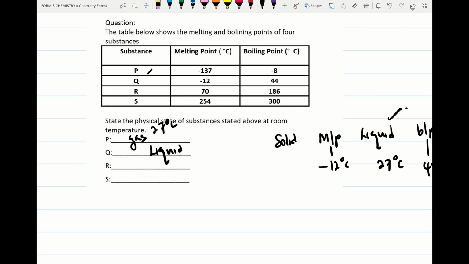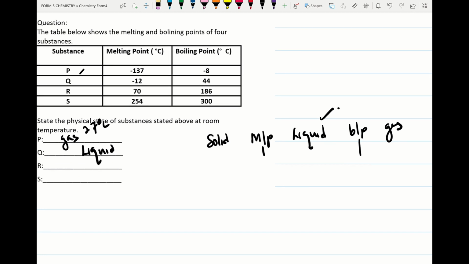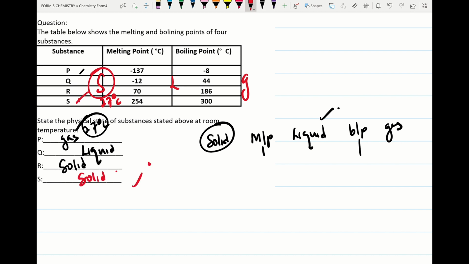All right, so we move on to the next one, R. The melting point will be 70 degrees Celsius, and the boiling point is 186 degrees Celsius, and the room temperature, which is 27, will be somewhere here, so the particles exist in solid state. All right, then the last one. Please remember here I put solid, this is liquid, this is gas. The room temperature is somewhere here, so the particles of S will be in solid state. So please remember this type of question.